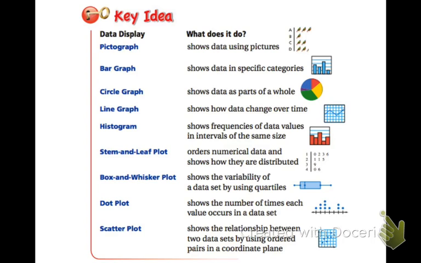For a histogram, we're going to show frequencies of data values in intervals of the same size. So note that we use bars, but it's not the same as a bar graph. The bars in a histogram are touching because the labels along the bottom, the x-axis, are in intervals. So it could be the numbers 1 through 9, and then 10 through 14, and then 15 to 19, whatever. The intervals have to be the same, so that's important. But they're continual is what I'm trying to say.